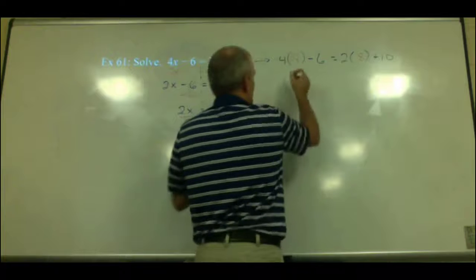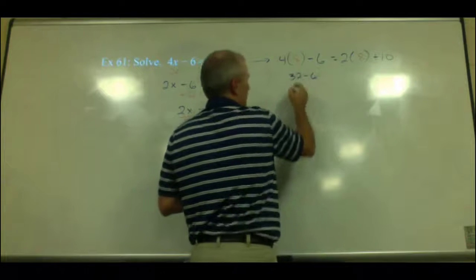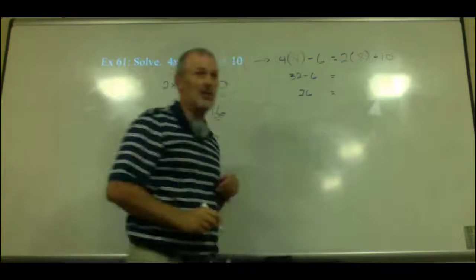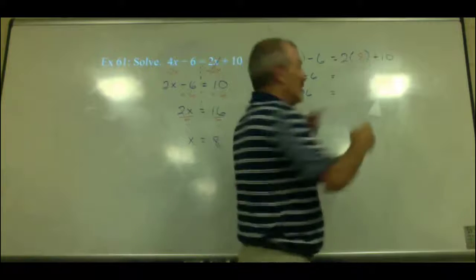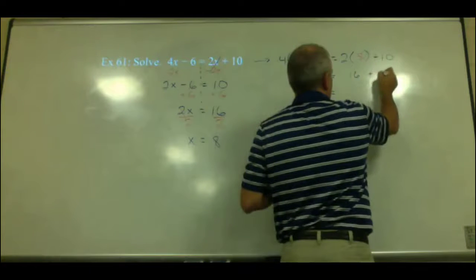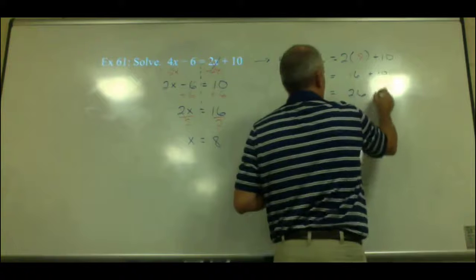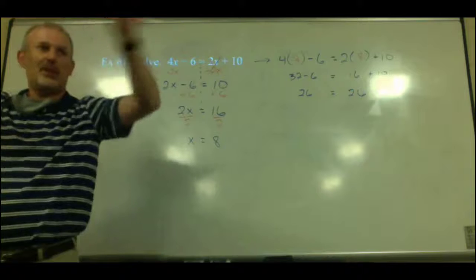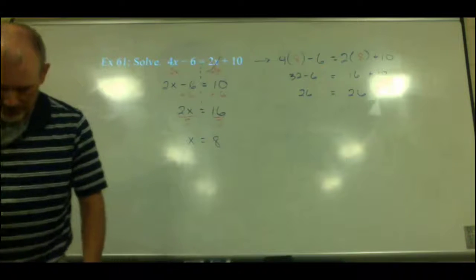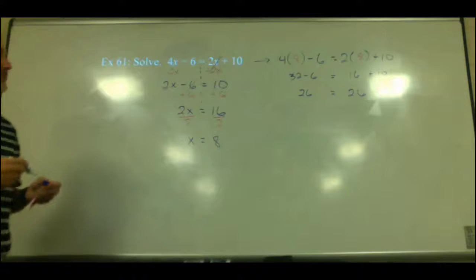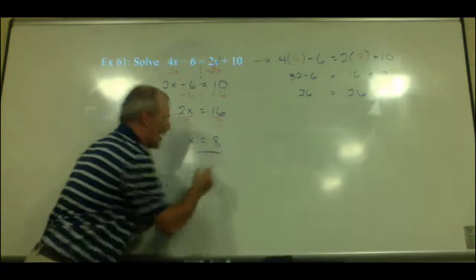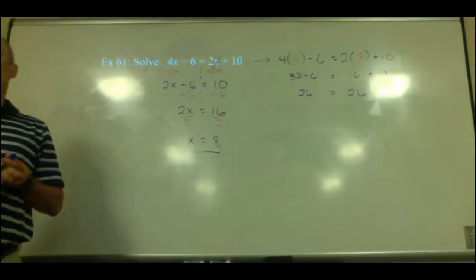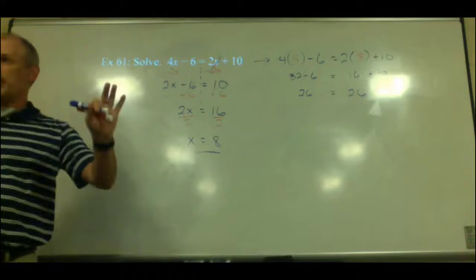4 times 8 is 32 minus 6, and 32 minus 6 is 26. So that's the left-hand side, and we're hoping they're equal. 2 times 8 is 16 plus 10, and 16 plus 10 is 26. Yes, we got the right answer. But this time you actually have to simplify on both sides to see if you've got the right answer. Okay, but yes, this is our answer. That's just checking. Remember, the only time you have to do that is if you have x's on both sides of your equation.